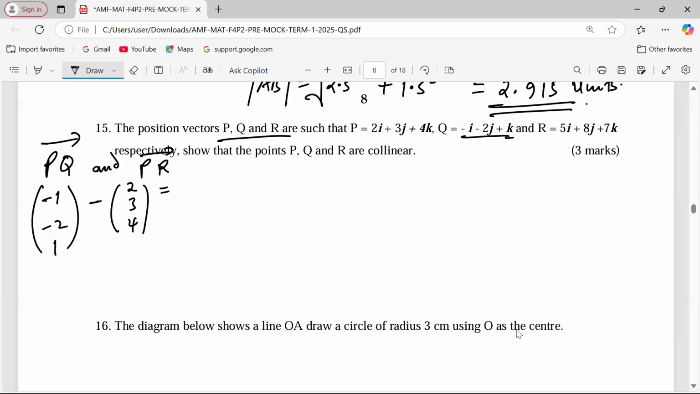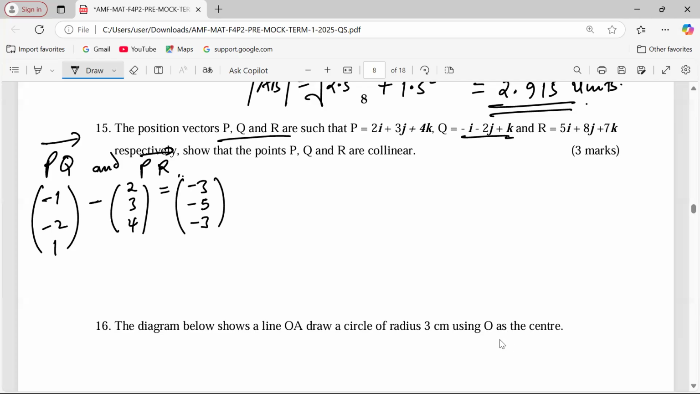You see here, I am having negative 3, I'm having negative 5, and I'm having -3 again. -2 minus 3, -5, -1. Okay, 1 minus 4, -3. So that is the vector.